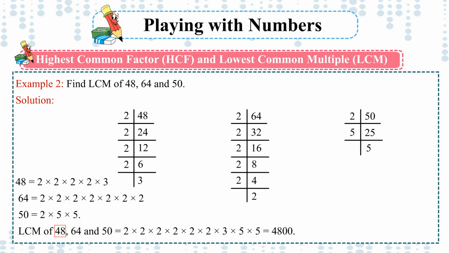LCM of 48, 64 and 50 is equal to 2 multiply 2 multiply 2 multiply 2 multiply 2 multiply 2 multiply 3 multiply 5 multiply 5 is equal to 4800.